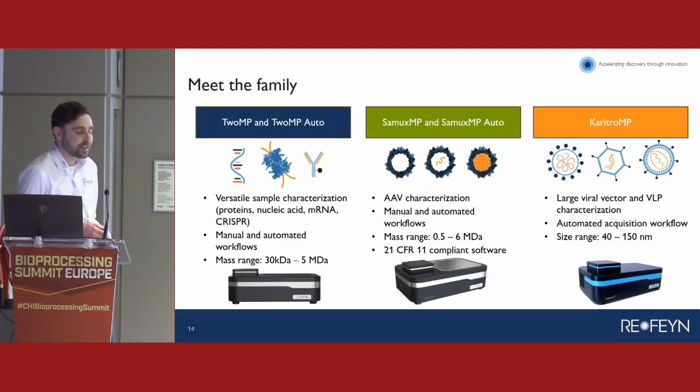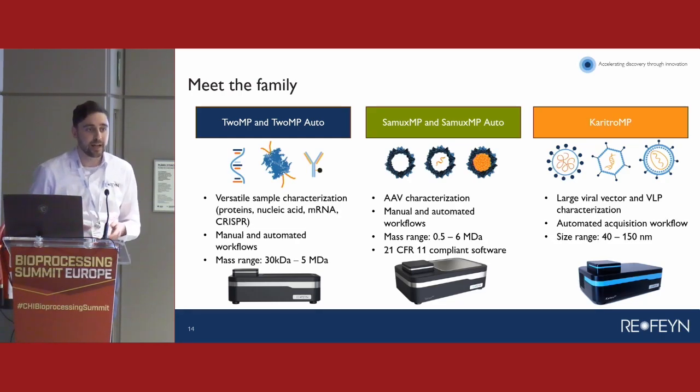We have a range of different instruments which we sell now. So the 2MP we've talked about today. I also want to touch quickly on the SAMX, because I know this is a mass photometer purely designed for AAV empty-full characterization, and I know there's been some AAV talks today, so I wanted to touch on that a little bit. We also have a new product called the Carita MP. This works a little bit differently, and it uses a method we call macro mass photometry. And that's for large viral vectors and VLPs.